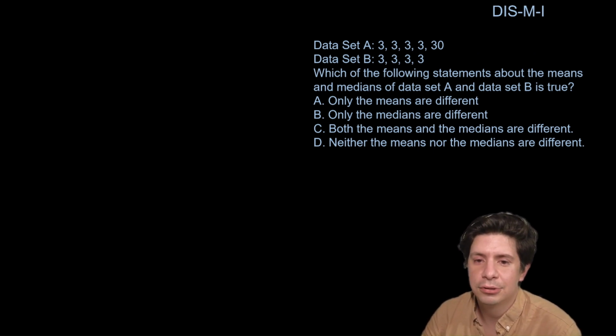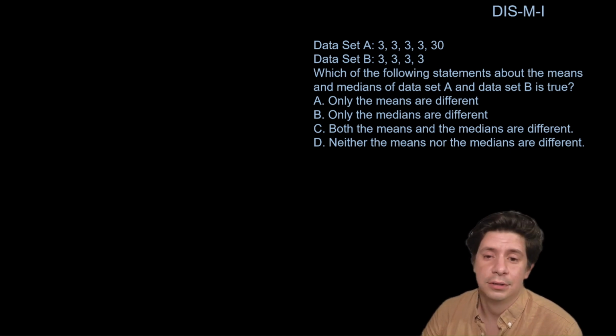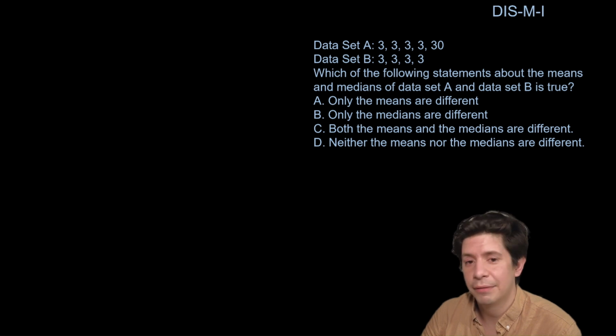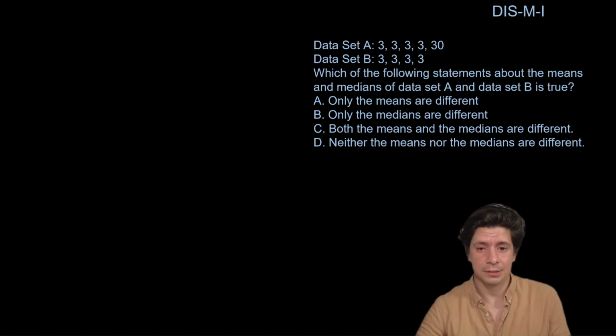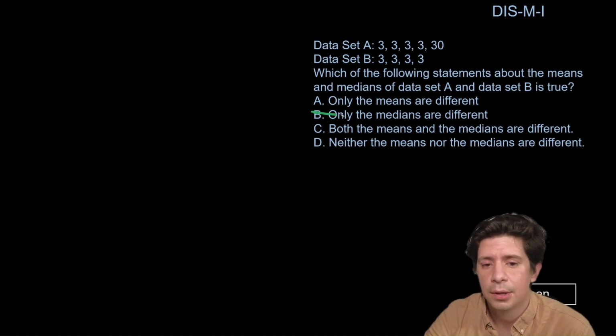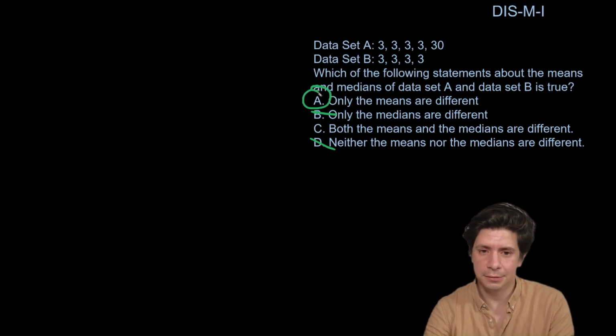A, only the means are different. So if you look at them, they're identical except A has a 30 added on. So that would definitely be different. Only the medians are different? The medians are not different actually, so it's not going to be B. So I'm guessing it's going to be A, but let's check the other options. Both are different? No. And neither are different? No, because A is different. So our answer is A.